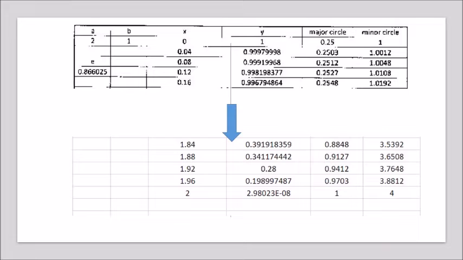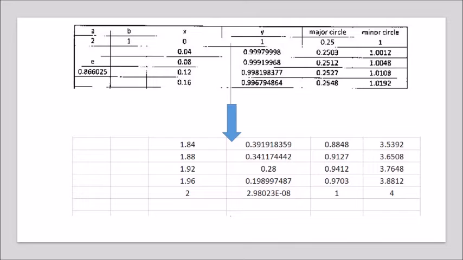Now that is no coincidence though, because when you get to the bottom of the table here, where the x value is 2 and we're at the edge of the semi-major axis, y will be 0 there. And when we plug this 2 and 0 into the minor circle formula, we get a value of 4. In other words, the minor circle generates a value 4 times larger than it needs to have generated to be a part of the ellipse.